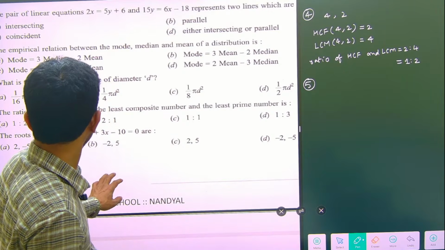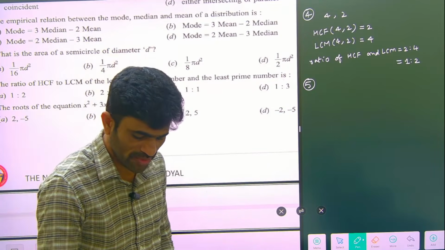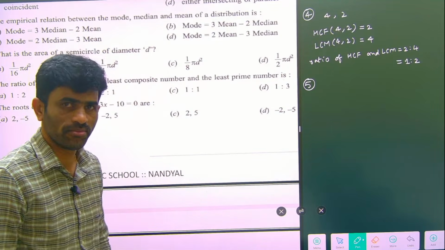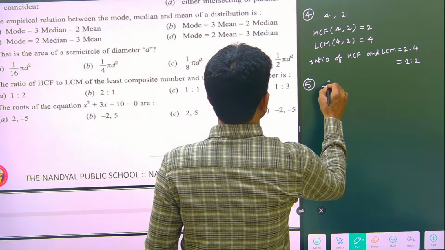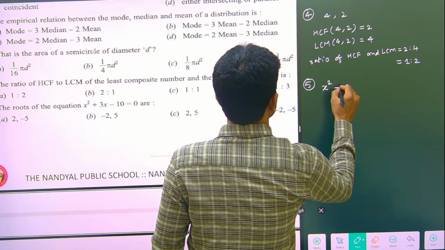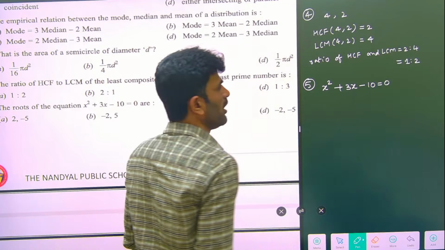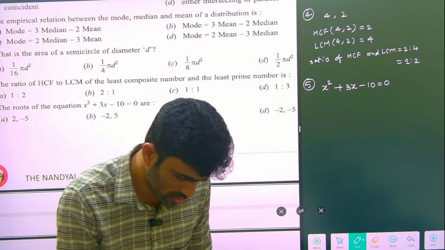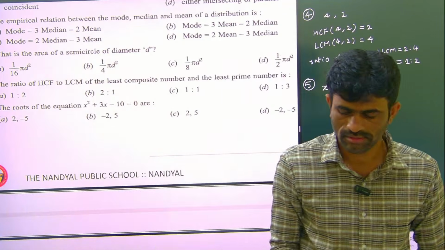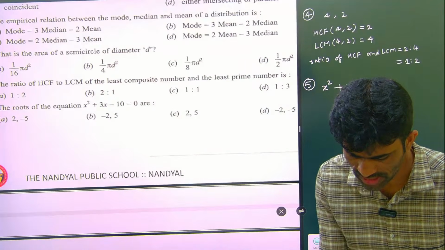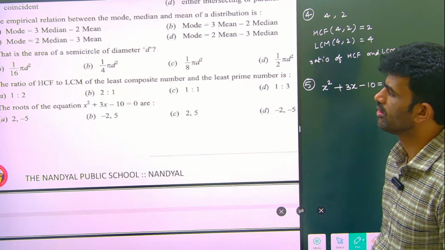Question number 5. The roots of the equation are... Whoever got the answer, type in the chat the question number and option. We want the roots of x square plus 3x minus 10 is equal to 0. Which of the two are roots here?